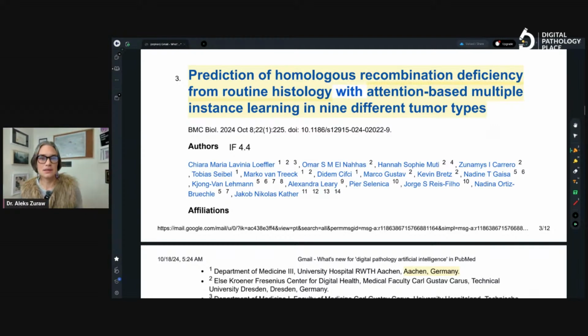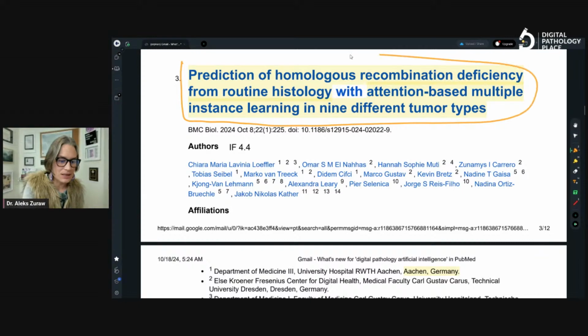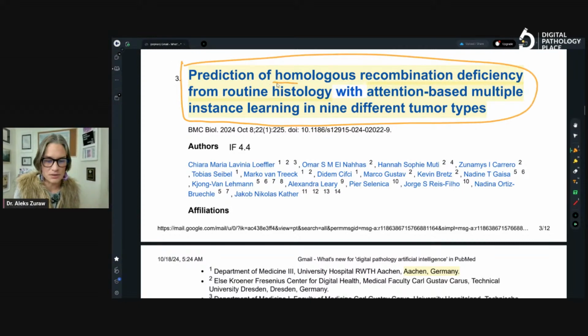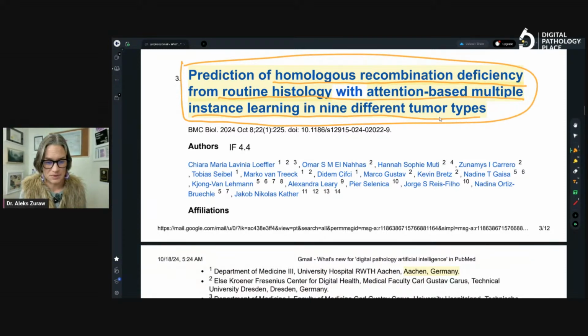The prediction, that's another favorite application of mine. This one is, I would say, less close to the clinic than the other one, than the digitization of visual scoring. But the title of this paper is Prediction of Homologous Recombination Deficiency from Routine Histology with Attention-Based Multiple Instance Learning in 9 different tumor types. Let's unpack.